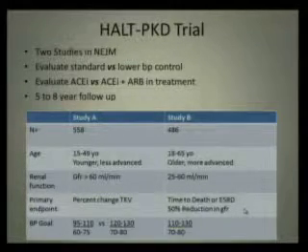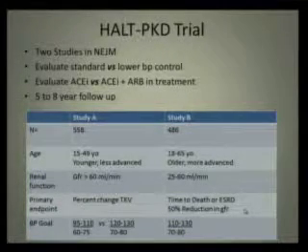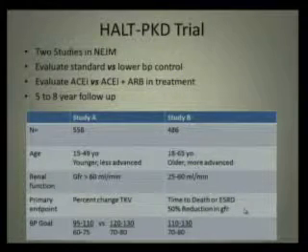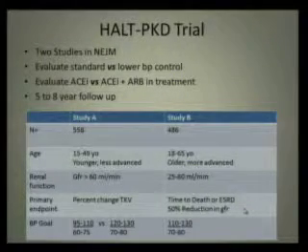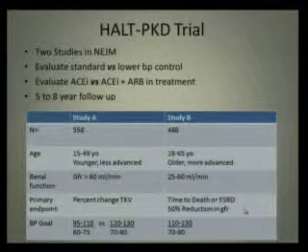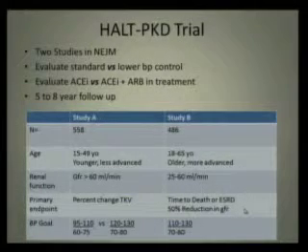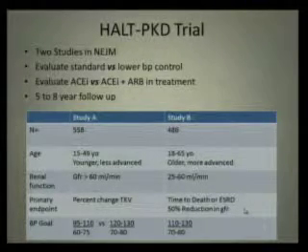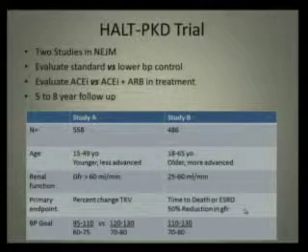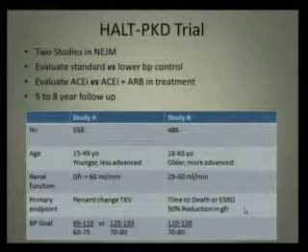So you're evaluating standard versus lower blood pressure control, and also, in a 2x2 factorial design, they are looking at whether monotherapy with an ACE inhibitor is equivalent to an ACE inhibitor and an ARB, dual renin-angiotensin blockade, okay? And it's a 5 to 8 year follow-up. So essentially, study A is the study where they looked at both of these things, with the primary endpoint being percent change in total kidney volume, okay?